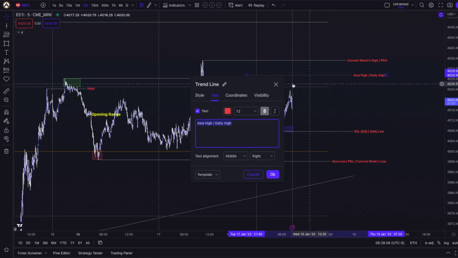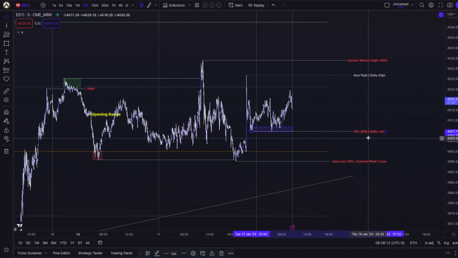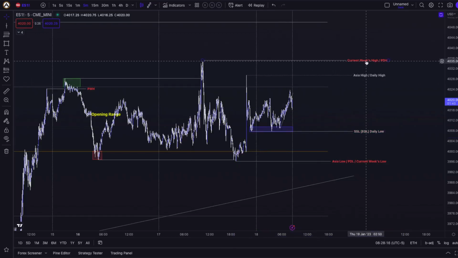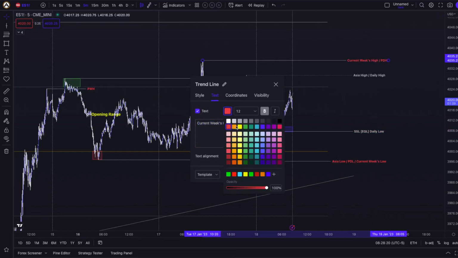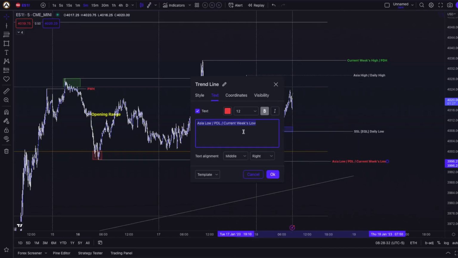So let's color this in a different color. Let's make this gray. This hasn't been confirmed yet. We have buy side liquidity right here above our current week's high and our previous day high. So we're going to color this in green. And we have sell side liquidity below our previous day low, our current week's low, and below an Asia low. But the Asia low does not count into here.